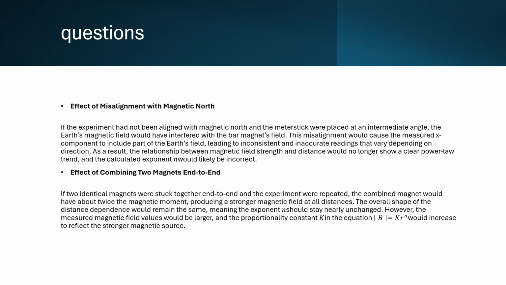And finally, the effects of combining two magnets end to end. Two identical magnets stuck together would act as a single magnet with about twice the magnetic moment, producing a stronger magnetic field at all distances.